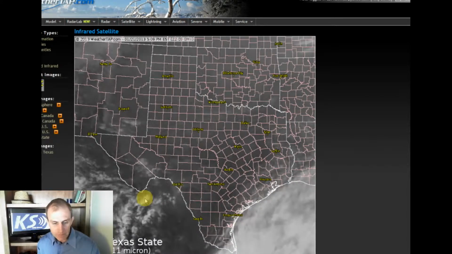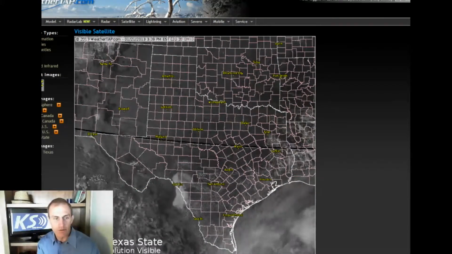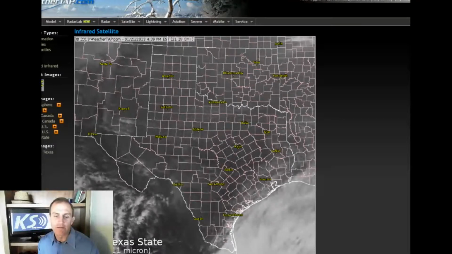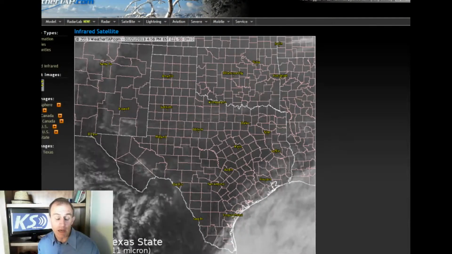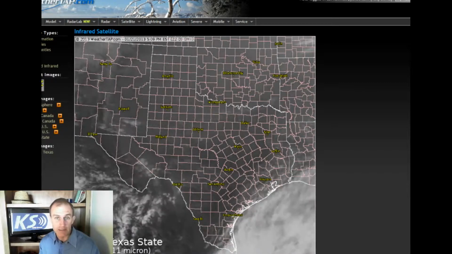So that's our little tutorial on infrared and visible satellites. This is the visible, this is the infrared. And you can obviously see a difference. We need the infrared satellite because we cannot take a snapshot of the clouds in the middle of the night. So that's why we need the infrared satellite. Both of them are very handy.